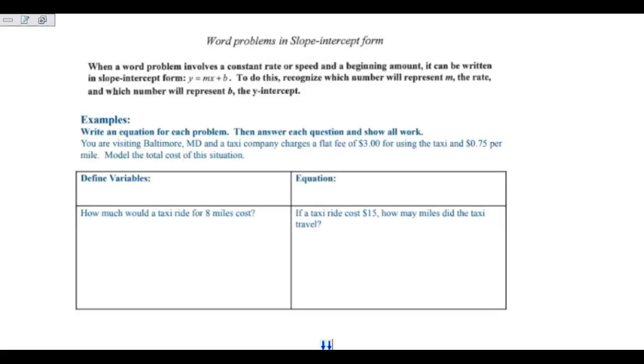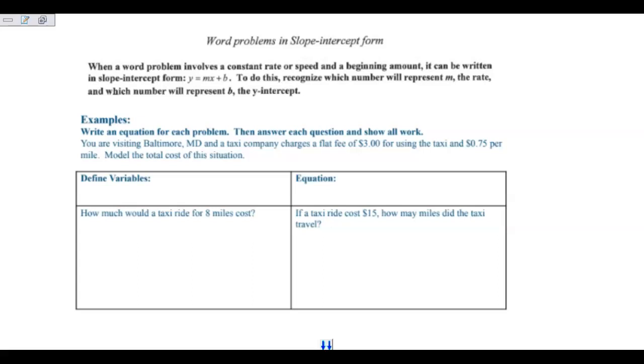Hello. Today we're going to be working with writing equations of lines, and we're going to be using the point slope formula and the standard form of writing linear equations or even linear functions. We're going to be doing these from real-world situations.